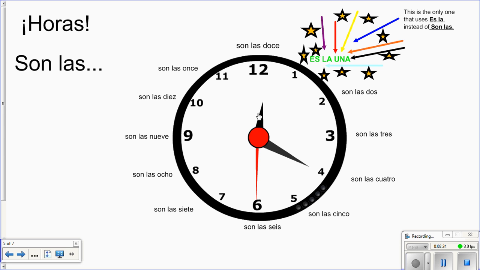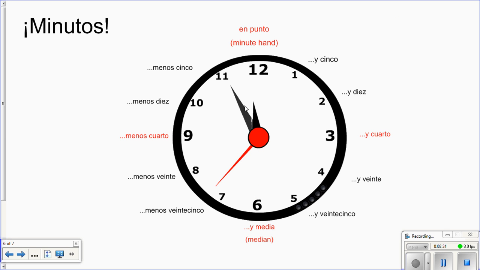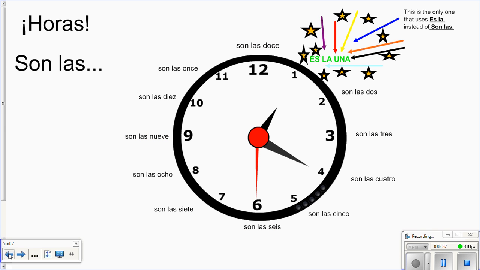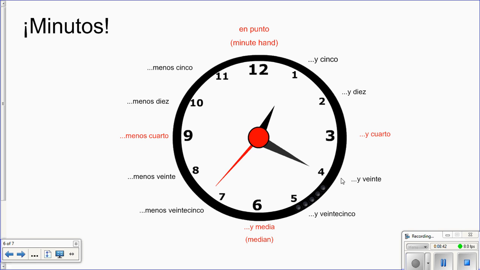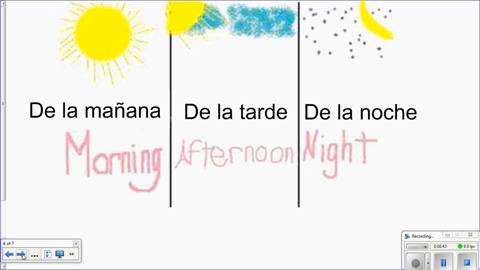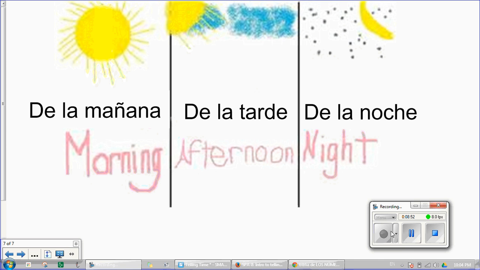I'm going to start out by moving the hour hand to es la una. Now we need to figure out how to do the minutes. And when it's es la una, we need to move this to 20. Es la una y 20. So es la una, right here, es la una. Y 20, right here. And if you want to say in the morning, or in the afternoon, or at night, you just add these. So if I want to say it's 1 in the afternoon, es la una de la tarde.